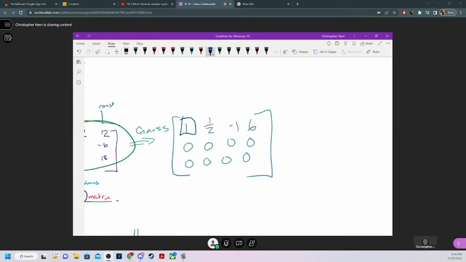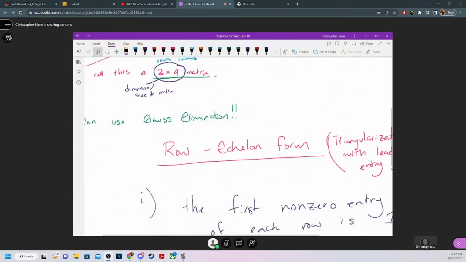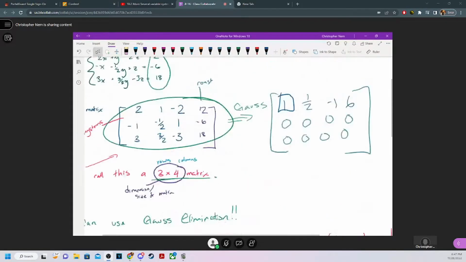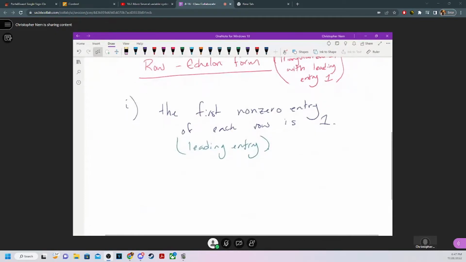In this case, our leading entry is 1 for the first row. We do not have a leading entry in row 2 or row 3 in our matrix after we perform Gauss elimination. However, over here we have 2, negative 1, 3. Not as helpful, but those are our leading entries, which need to be 1 to be in row echelon form. And that's what happens when we triangularize it.